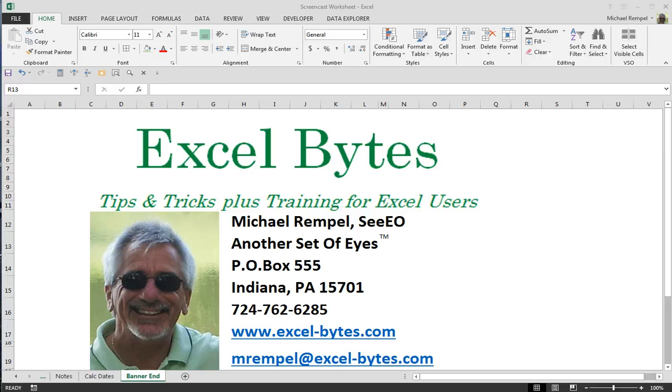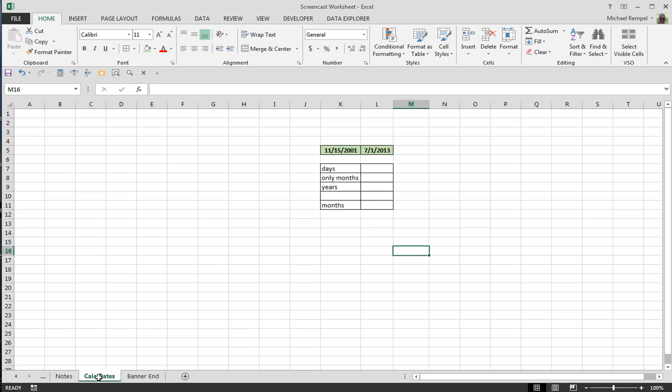Today we're going to take a look at dates and calculating periods between dates. So here I have an example of two dates, November 15, 2001, and July 1st, 2013, and I want to know the number of days between those two dates. Again, that's relatively simple: equals this date minus that date. Hit enter and we have 4,246.